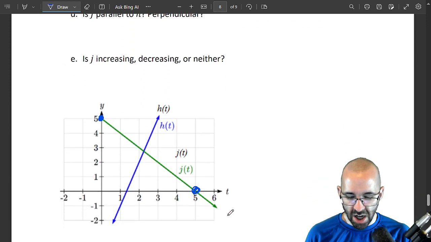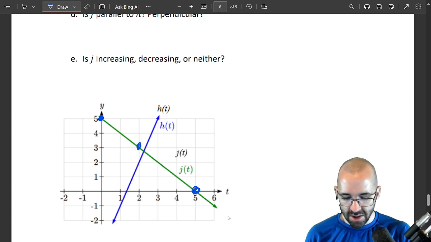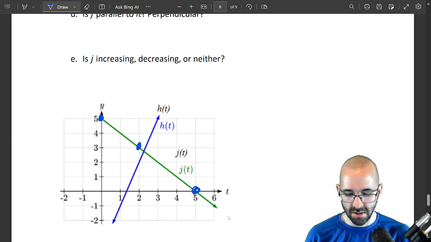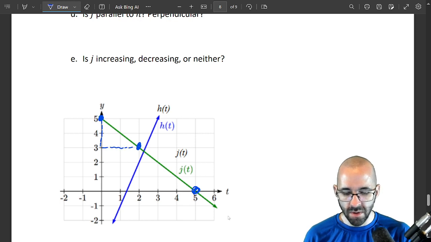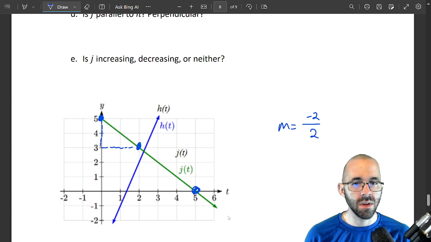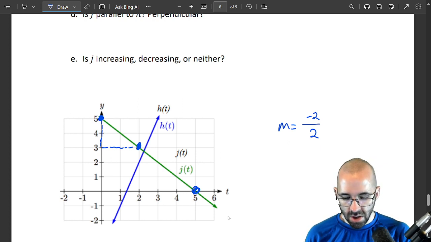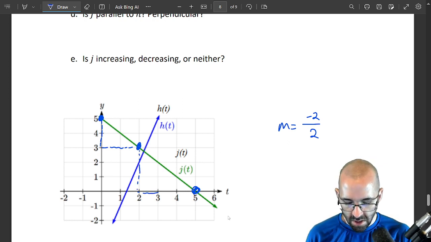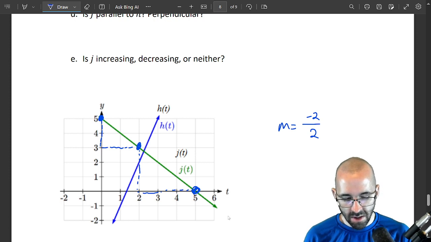What's the slope of j? This one you have to be a little careful. Let's just pick some points. We got a couple points. We could say the slope is, well, we go down 2 and right 2. So the slope is down 2, right 2. Or you could go down 3, right 3.